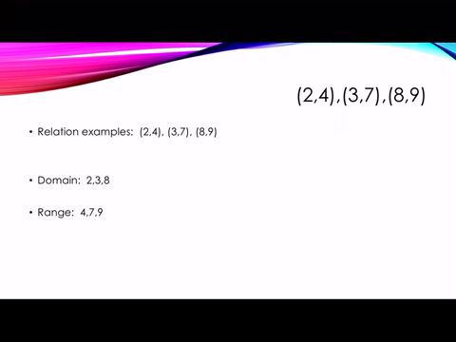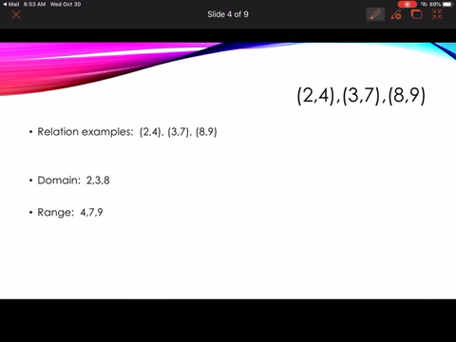So, example here. A relation example is just your ordered pairs. Remember, they're in the form XY. You really need to remember this. It's very important. And then the domain is the first number. So if you look up here, that's the first number there, the first number there, and the first number there. And then range is the second number of each of these.